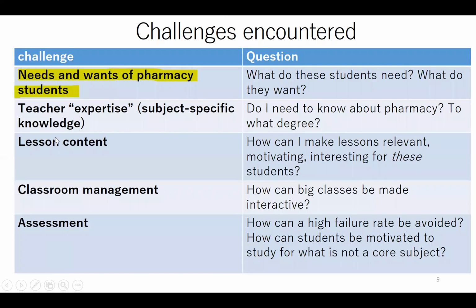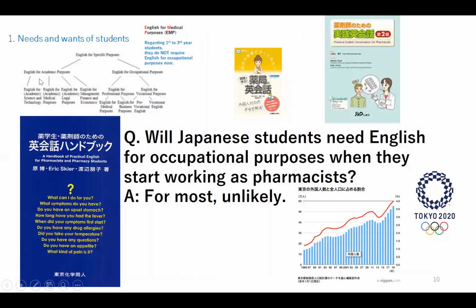First of all, I want to talk about the needs and wants of the pharmacy student. So the question is, will Japanese students need English for occupational purposes when they start working as pharmacists? They're not working in Australia or England or America. They're working in Japan. Will they actually need to speak English when they start working in a hospital or in a community pharmacy? I would say it's unlikely.